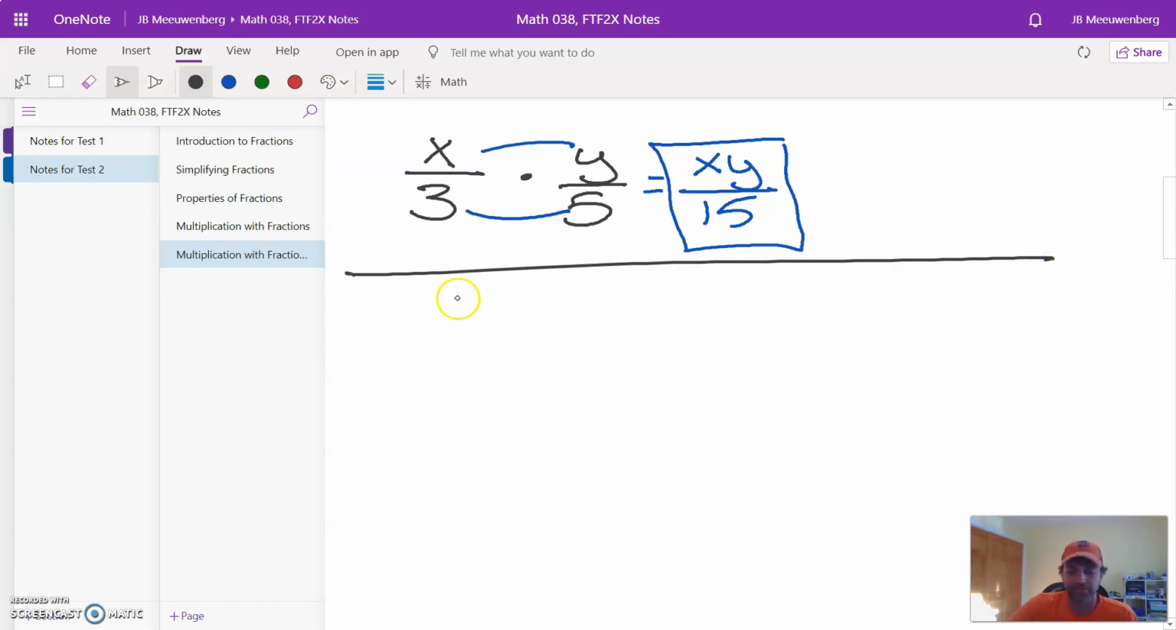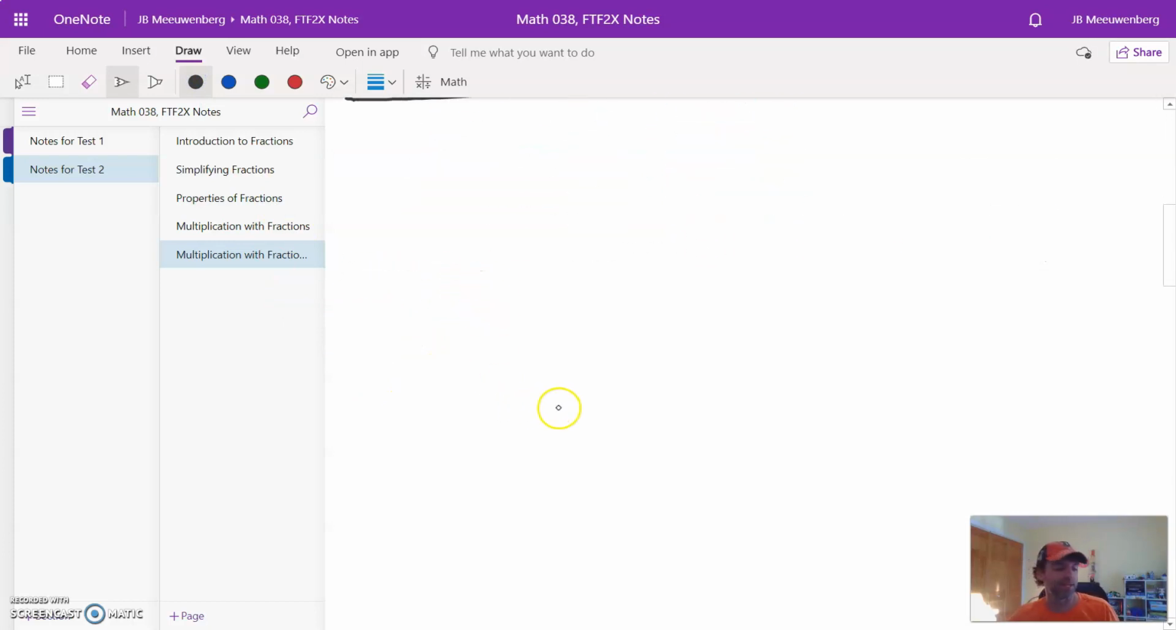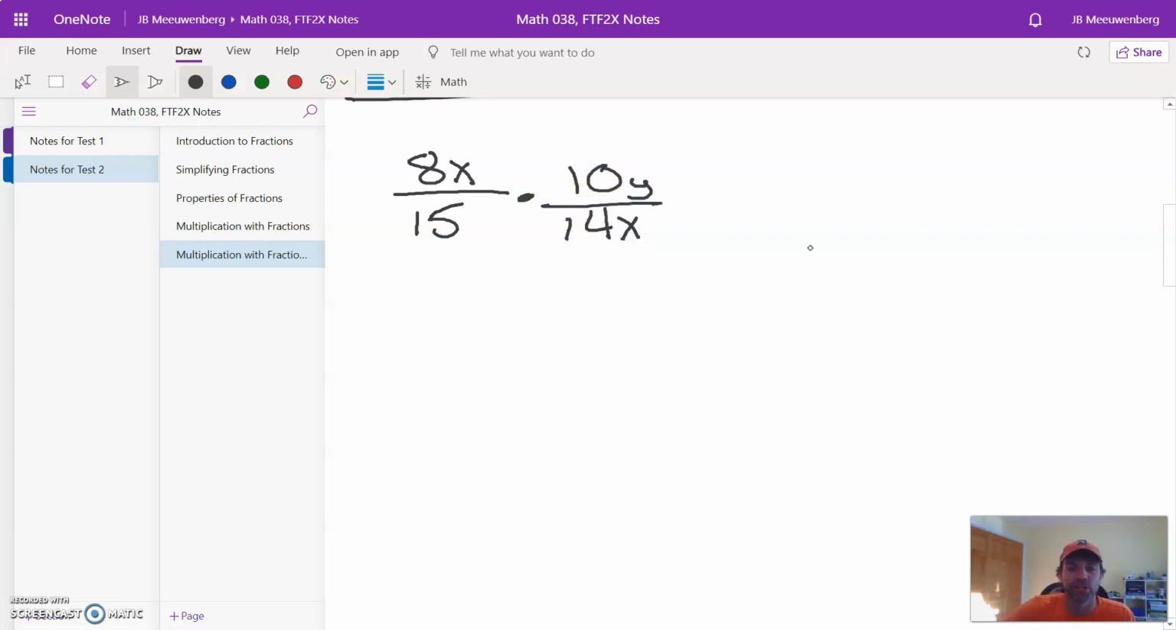Let's have some fun now. 8x over 15 times 10y over 14x. Pause the video, try it. And try the prime factorization way. Try multiple methods, right? Try different ways.